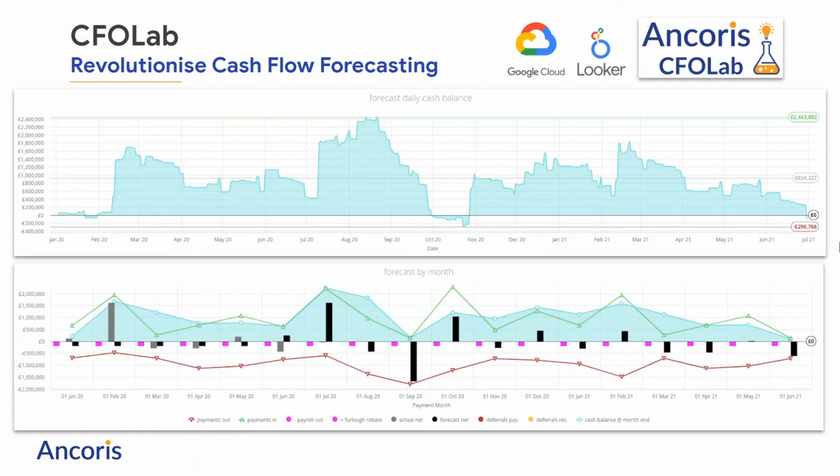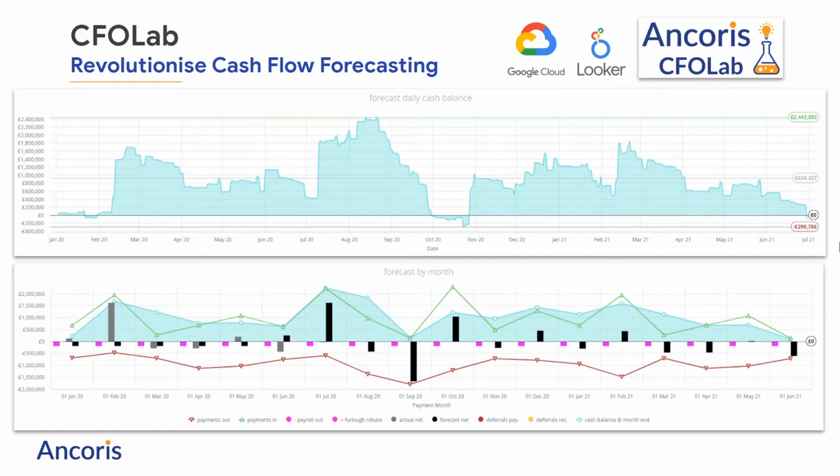If we look at the bottom chart, the green line clearly shows cash coming in on a monthly basis. The red line clearly shows cash going out. The blue line, very, very important, that's my cash balance at the end of each month. The gray bars, these are my net cash flows, and these are based on actuals. So here we're looking at, in February, I've got a positive net cash flow. In March, I had a negative net cash flow.